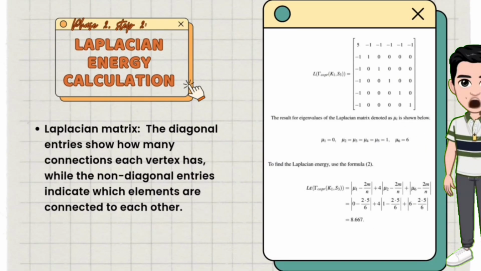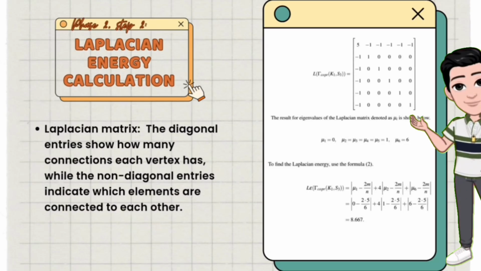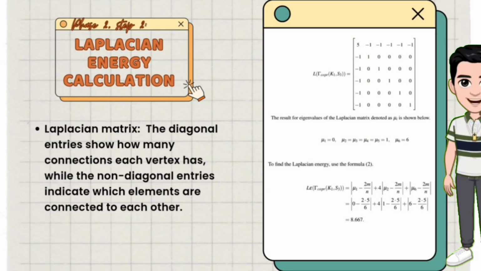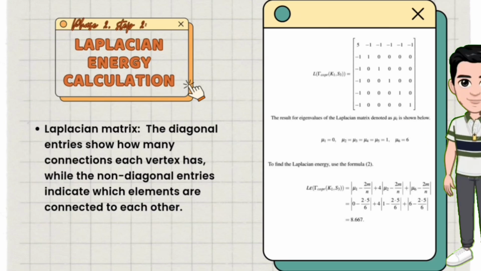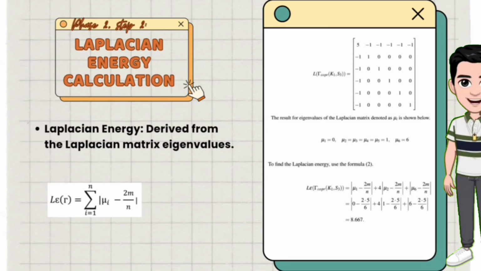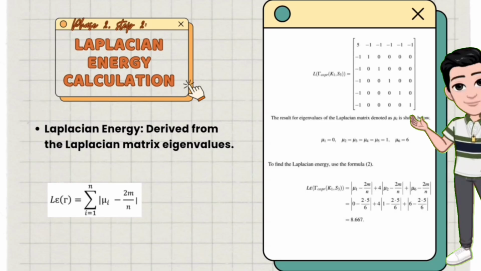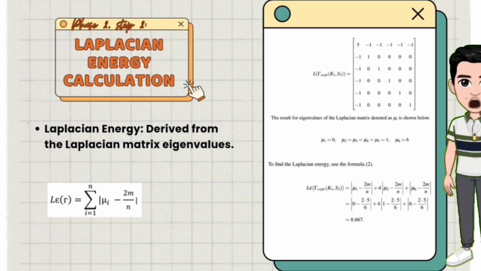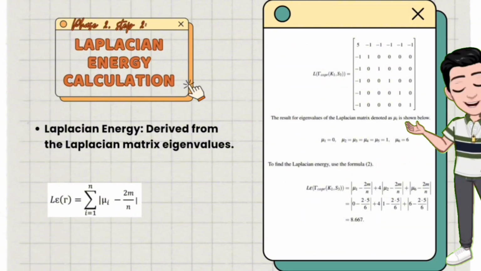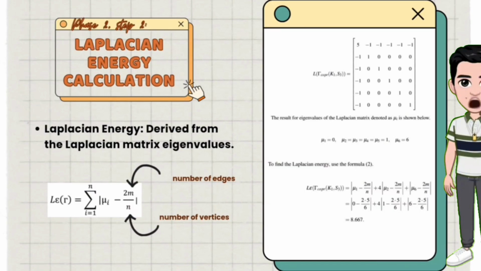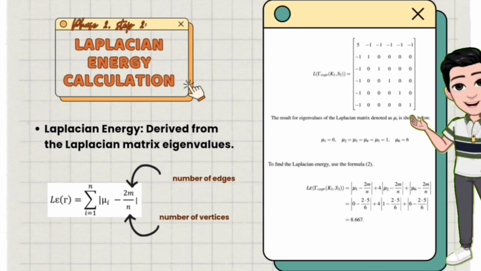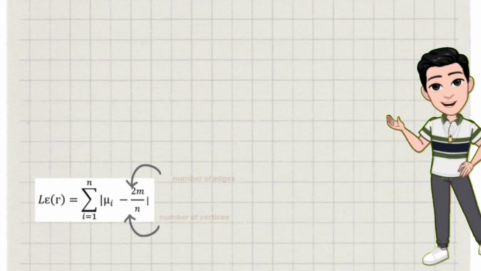Next, in step 2, we calculate the Laplacian energy of the relative Coprime graph. To do this, we first determine the Laplacian matrix where the diagonal entries represent the degree of each vertex and the non-diagonal entries show the connections between elements. Once we compute the Laplacian matrix, we find its eigenvalues denoted as mu, which are shown here. To calculate the Laplacian energy, we use the formula sum of the absolute value of mu minus 2m over n, where m is the number of edges and n is the number of vertices. Now we apply this formula to our computed eigenvalues, and here is the final result for the Laplacian energy.